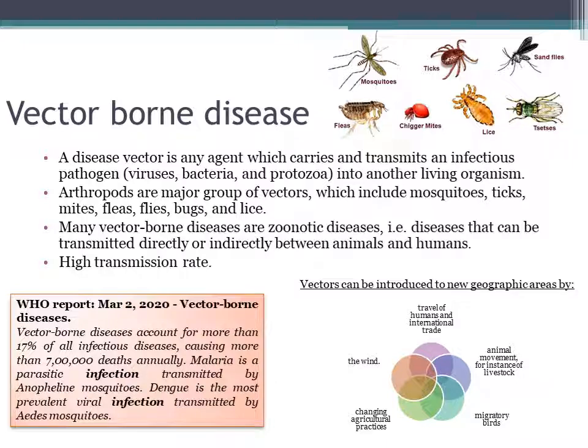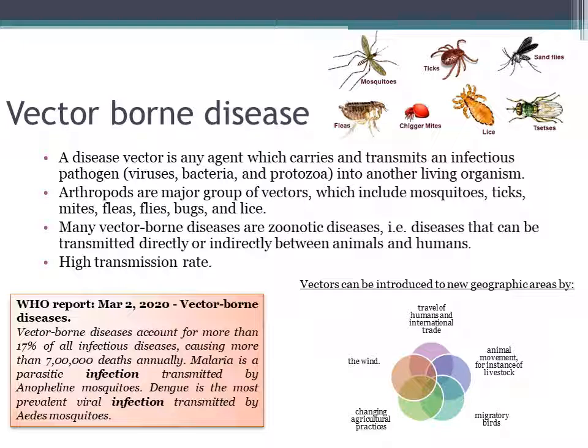And the World Health Organization, you must have heard, is nowadays regularly in our newspapers. A very recent report suggests that out of the different infectious diseases, 17% are caused by these vectors alone. But this year it may change, as COVID is basically an airborne infection.